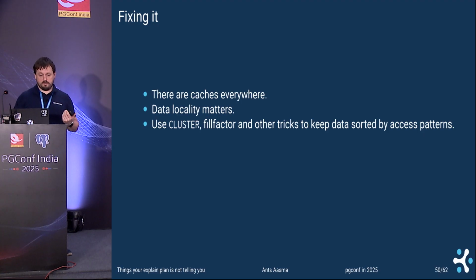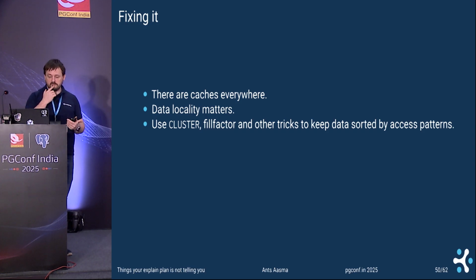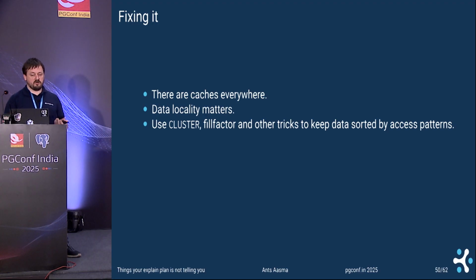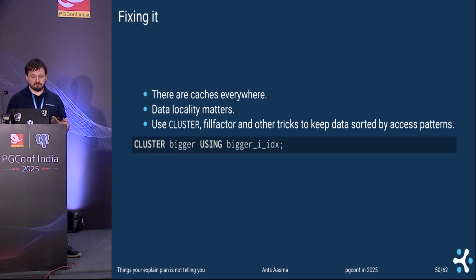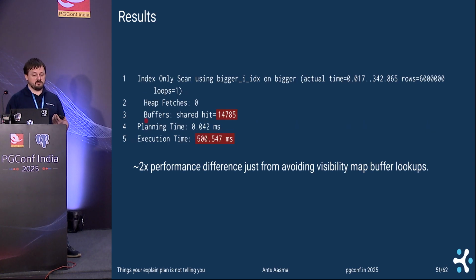So what can we learn from this is that there are caches everywhere. And because there are caches everywhere, data locality is really important. If you access data together, store it together. And you can use tricks like cluster, fill factor, and other things to make sure that your data is stored in an order that matches how you are reading it. In this case, we can just run cluster command and see that after we run this cluster, the number of pages that are visited is way smaller, and it's about twice as fast. Well, this is admittedly a toy example. In reality, this is not that huge of a problem, but still a nice benefit here.